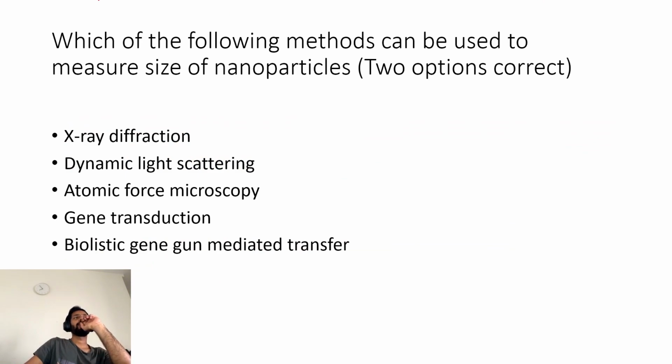Yeah. So moving on, which of the following methods can be used to measure size of nanoparticles? Two options are correct here. Is it X-ray diffraction, dynamic light scattering, atomic force microscopy, gene transduction, or ballistic gene gun mediated transfer? What do you guys think?